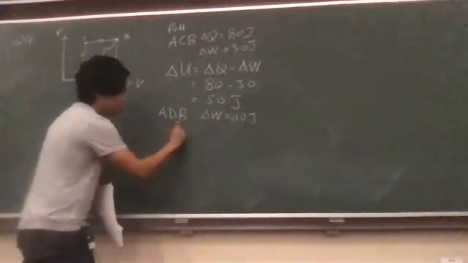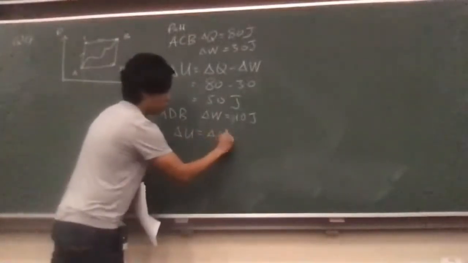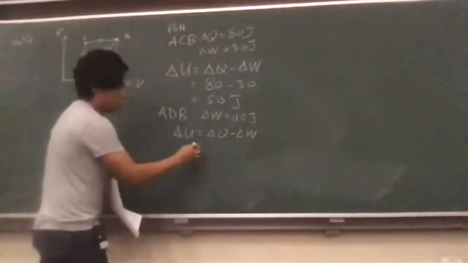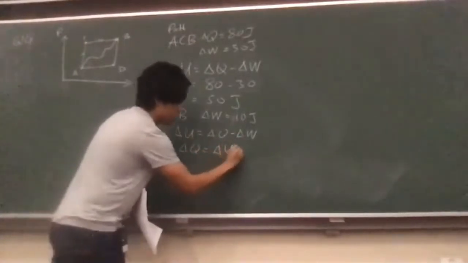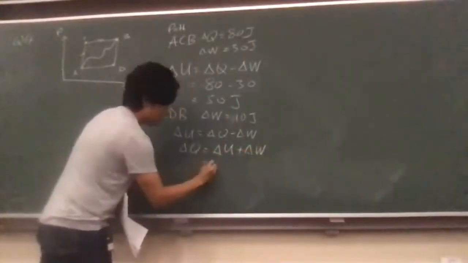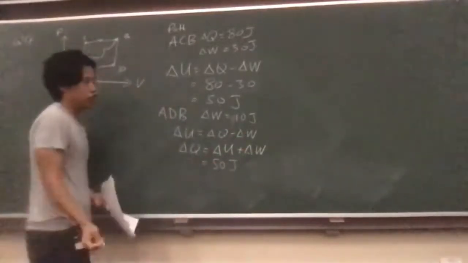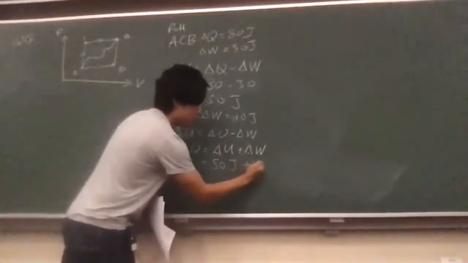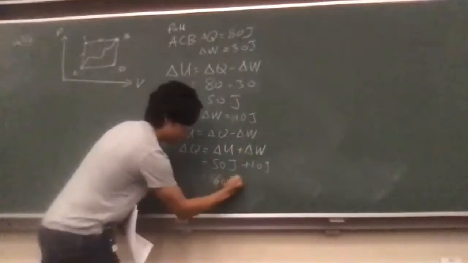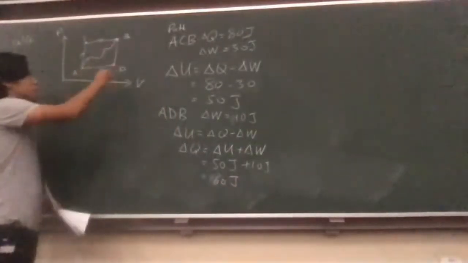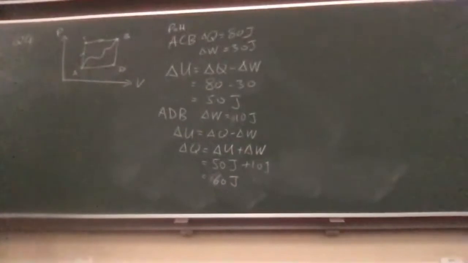So, okay, now your delta U equals delta Q minus delta W. You want to find delta Q, you know these two, so just rearrange to get delta Q is equal to delta U plus delta W. So you've got 50 joules of internal energy change, that has to be the same, plus 10 joules of work done. So altogether, you should have 60 joules of heat flow into the system along this path. All good?